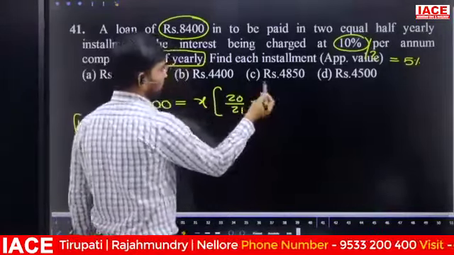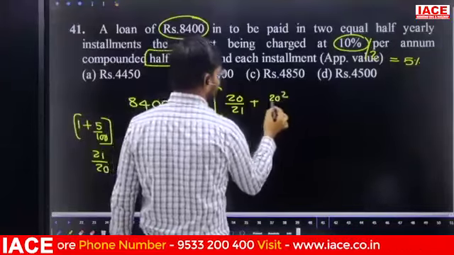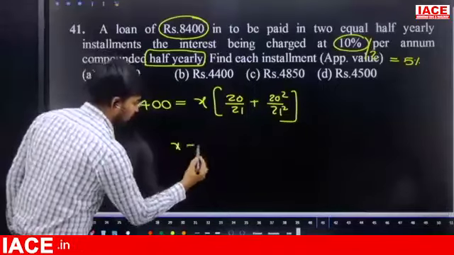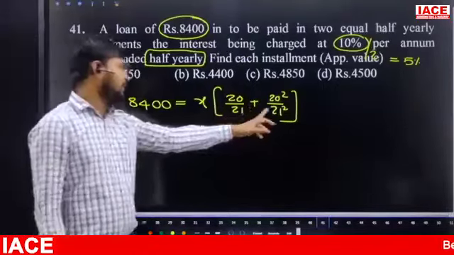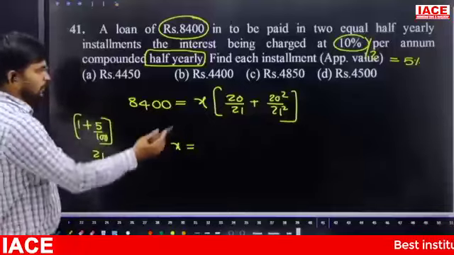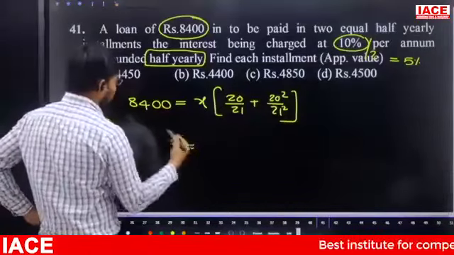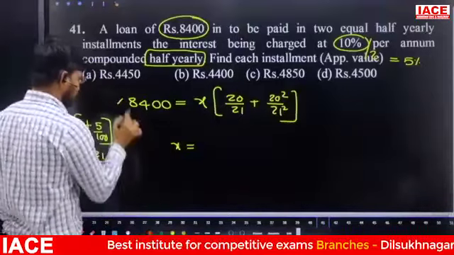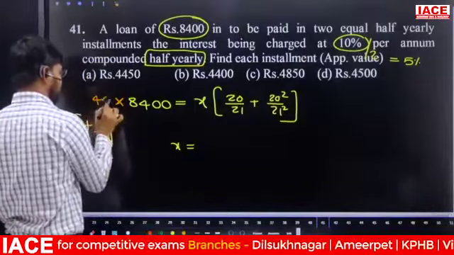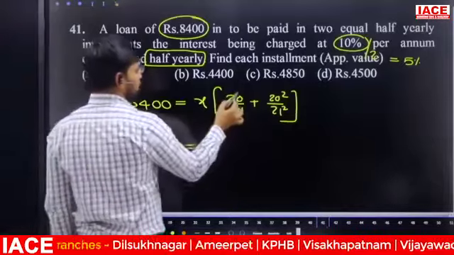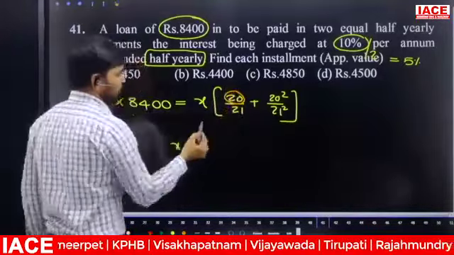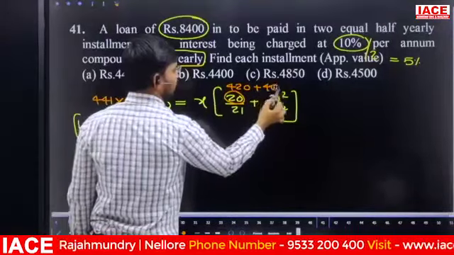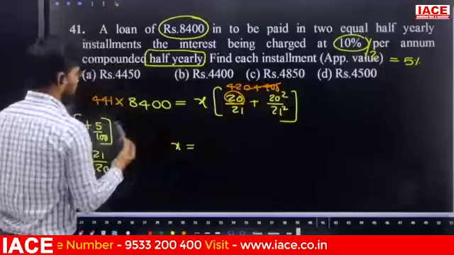So next one it is square. Square is nothing but 20 square by 21 square. So look at me, we will get the answer in a single step itself. So 21 square is the LCM. 21 square comes to this side. 21 square is nothing but 441. So here 20 into 21 is how much? 420 plus this is 400. 420 plus 400, 820.